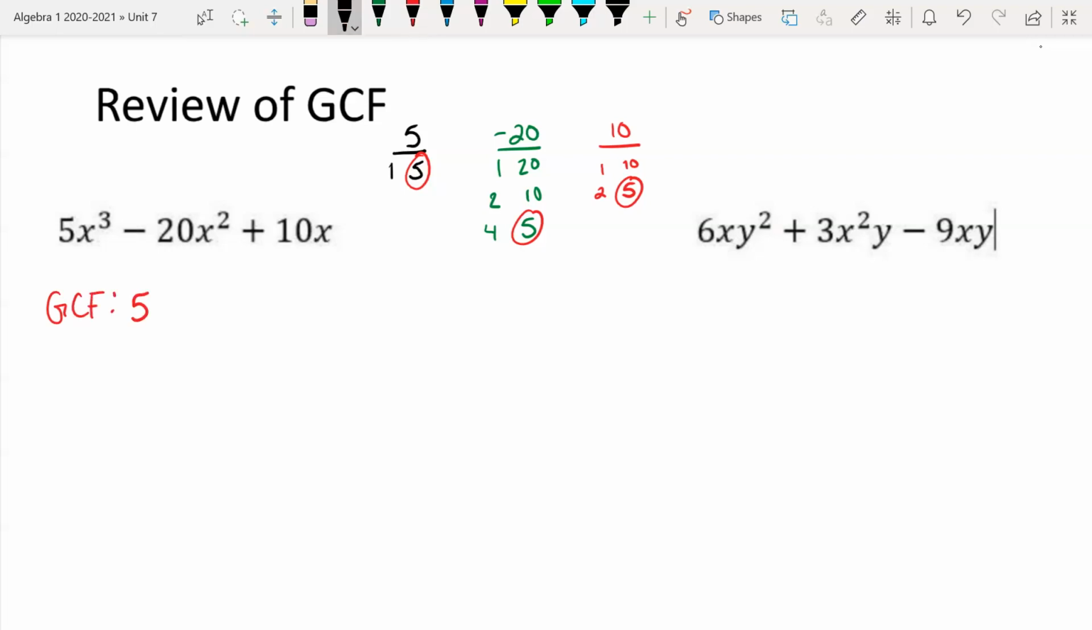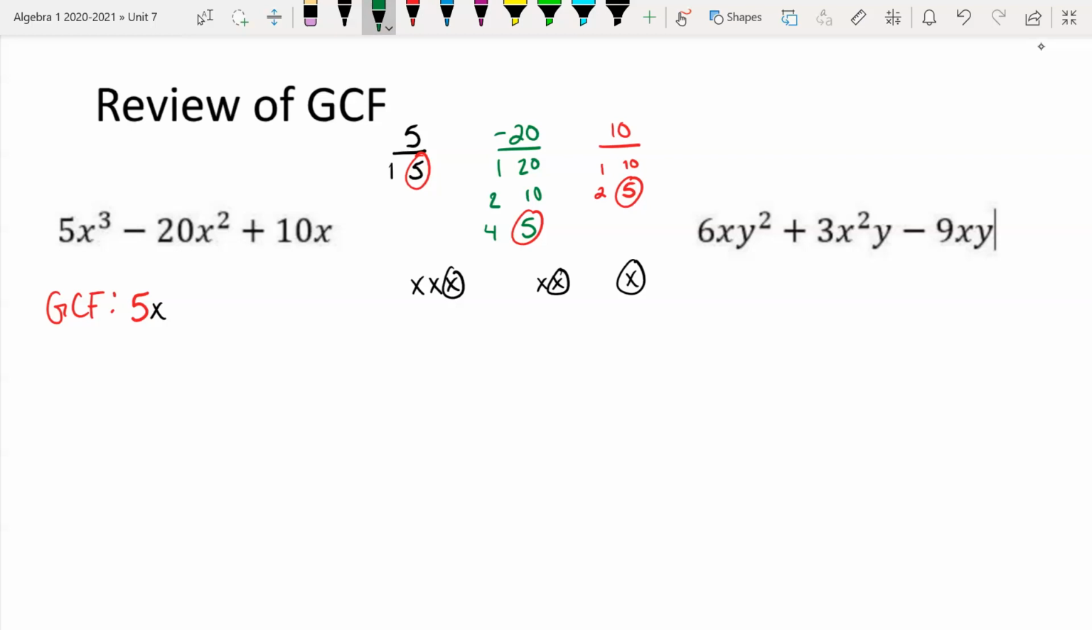Then we also do the x's. The first one has 3 x's, the second one has 2, the third one has 1. So then we circle the most x's that are in each term, which in this case is just 1x. So we're going to have 5x as our GCF.